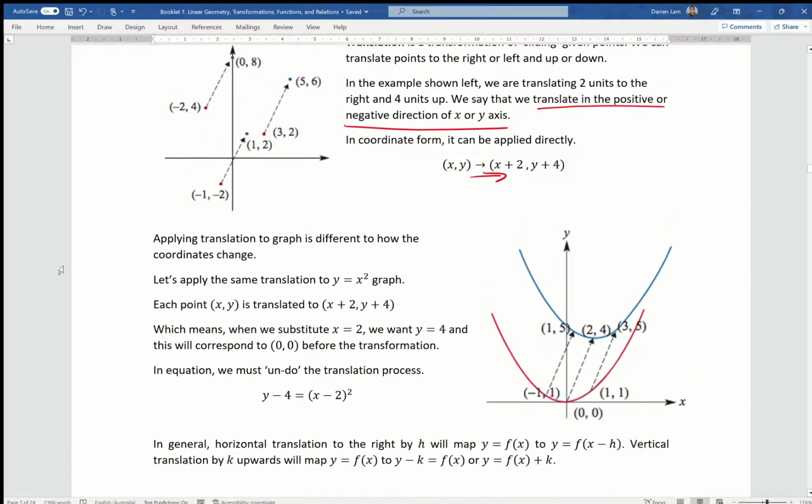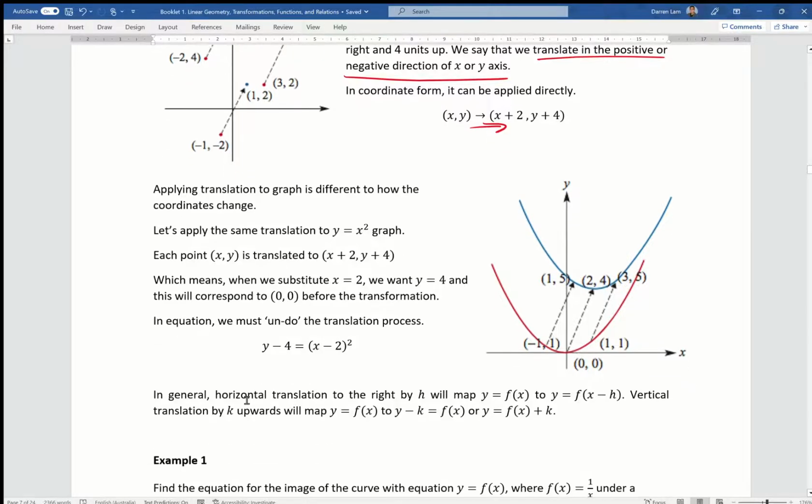Applying translation to a graph is different in how the coordinates change. If we apply, for example, (x, y) goes to (x plus 2, y plus 4), we would translate 2 units in the positive direction of the x-axis and 4 units in the positive direction of the y-axis. It's not just plus 2, plus 4 the entire way around. Here we have to substitute our translation in. In this equation we have to undo the translation process and substitute our translation into our equation. I'll go through an example.